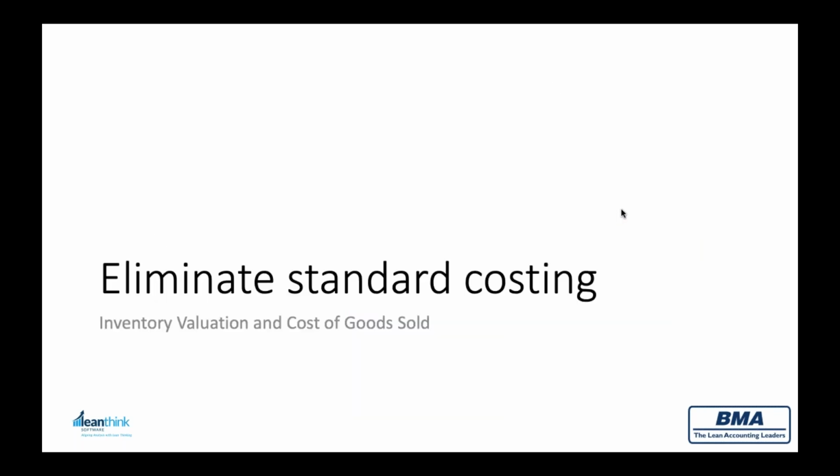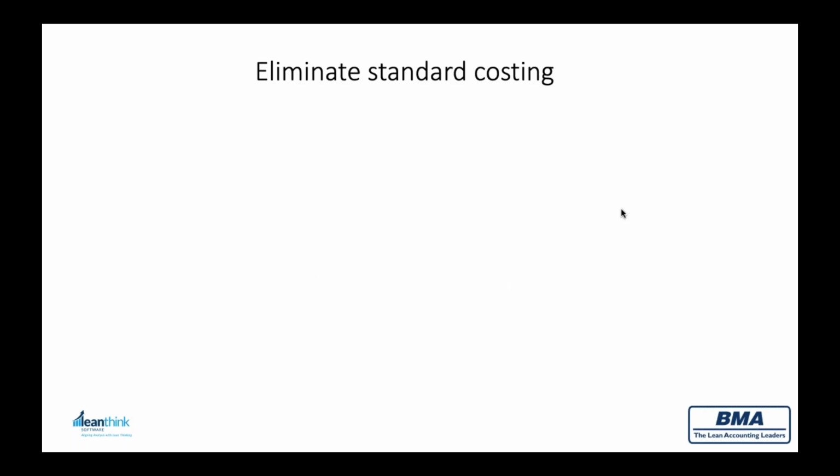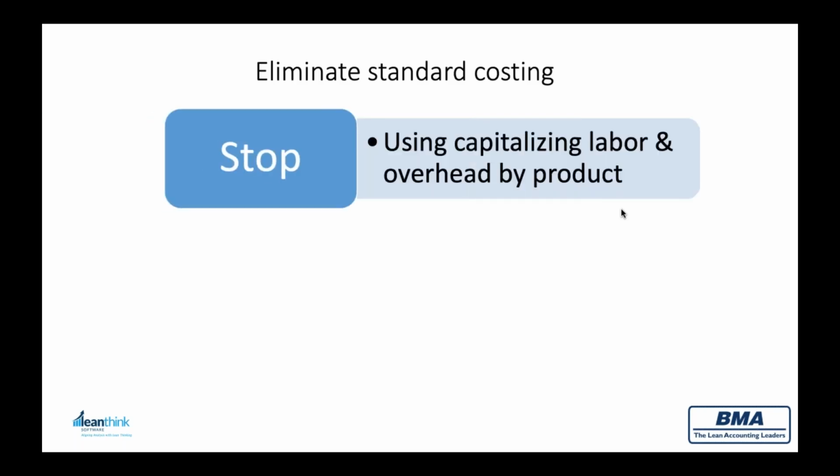how do we eliminate standard costing. And this is related to the valuation of inventory and how do we record cost of goods sold. So what does eliminate standard costing mean? First of all, the primary outcome is we want to stop capitalizing labor and overhead product by product. And I'll explain how we can do that.